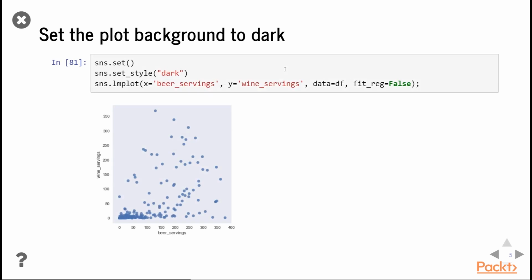Next, we set the plot background to dark but with no grids. To do this, we set the style to dark. If you notice, we have another line of code at the start which is sns.set. By calling this, we are resetting the plot aesthetics to default before we make any changes. We do this to make sure the changes we did previously to the style does not impact our current plot. We can also set the background to solid white with no grids.